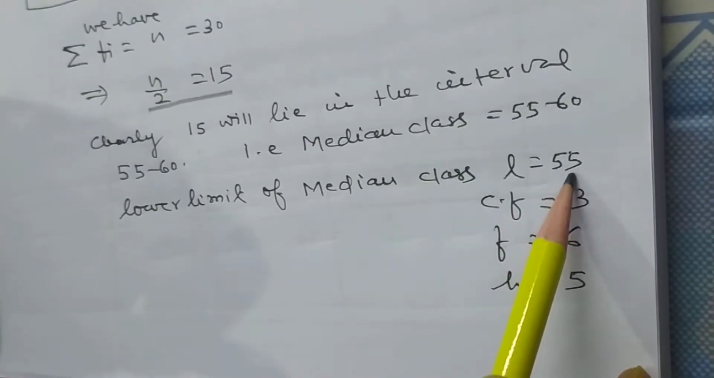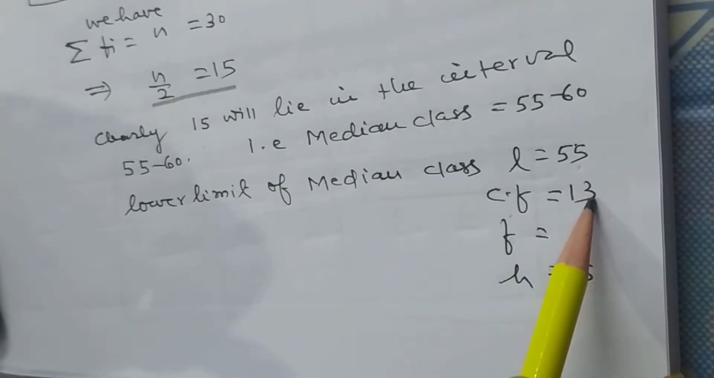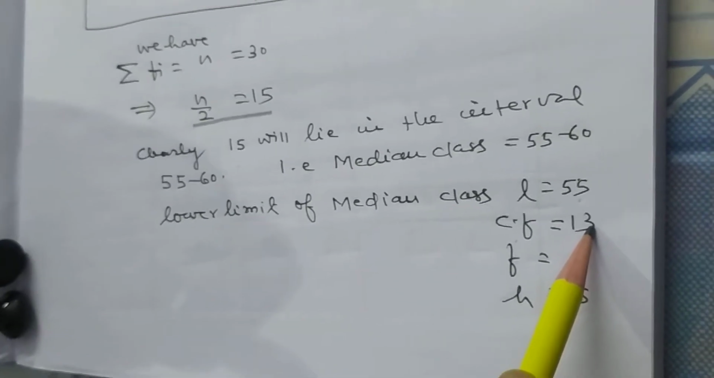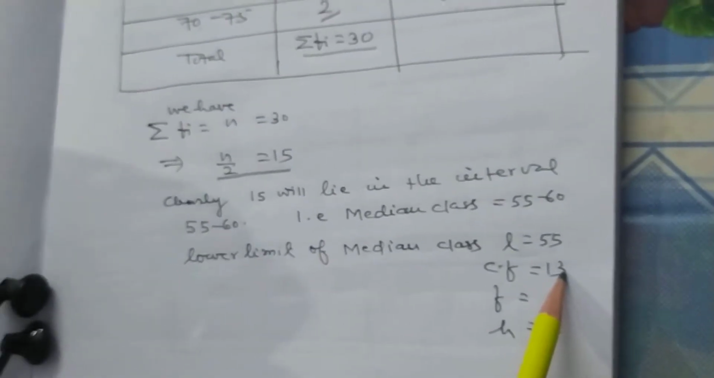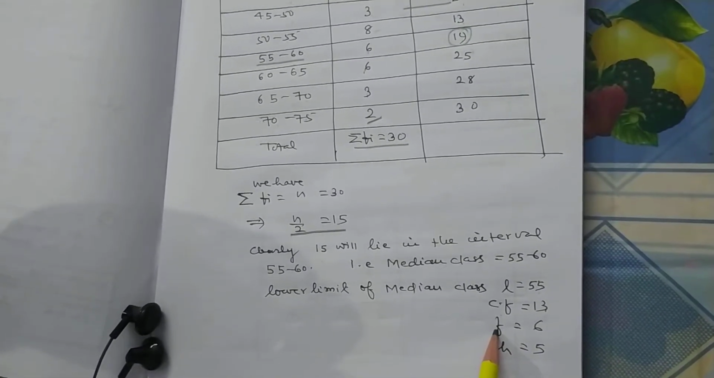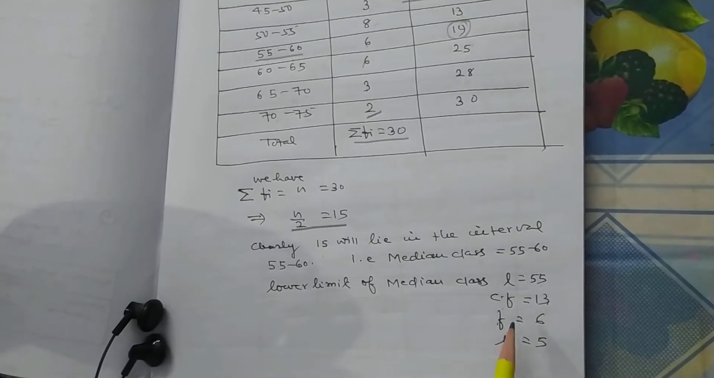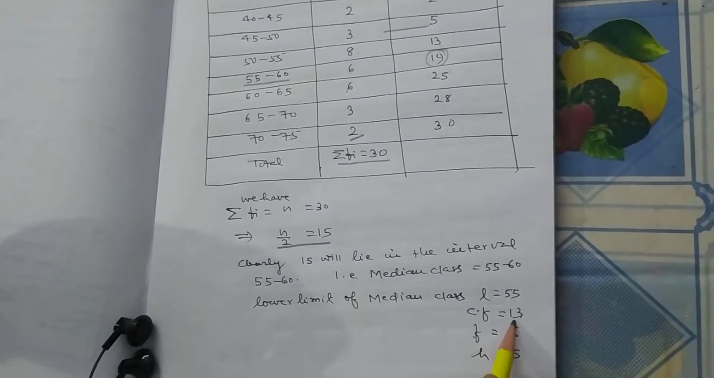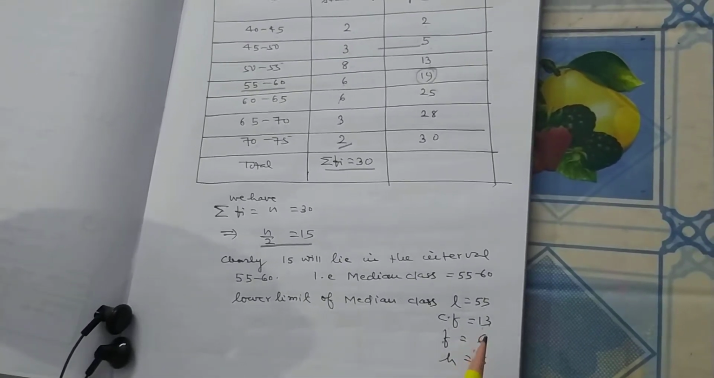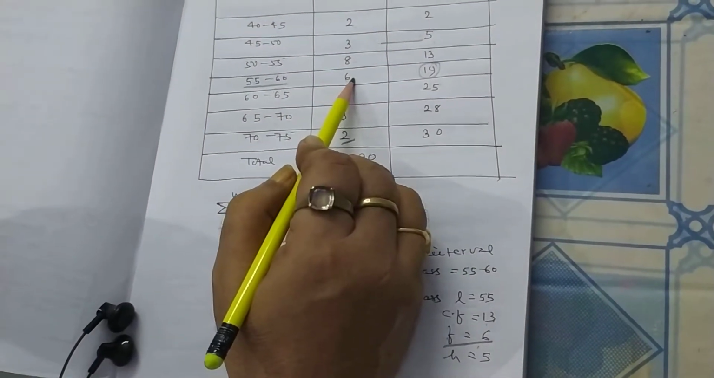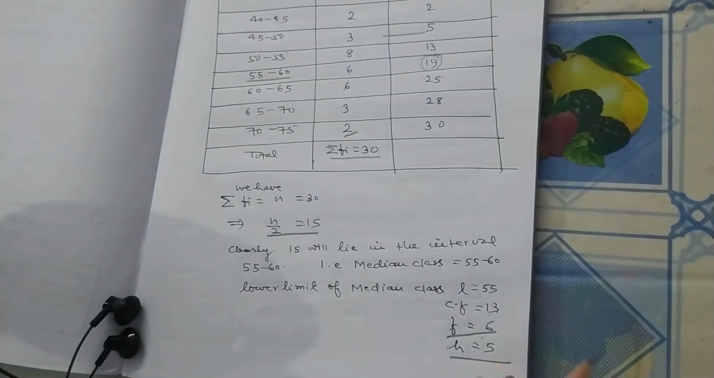Lower limit of median class L is equal to 55. Cumulative frequency just before the median class is equal to 13, and F is equal to 6, means frequency of median class is 6, and H is 5.